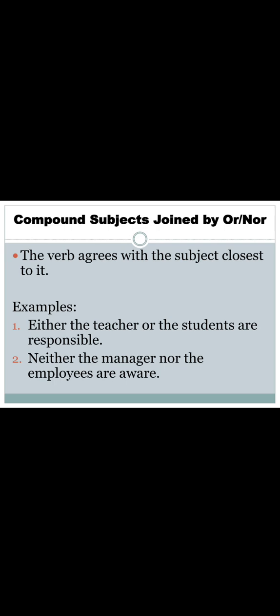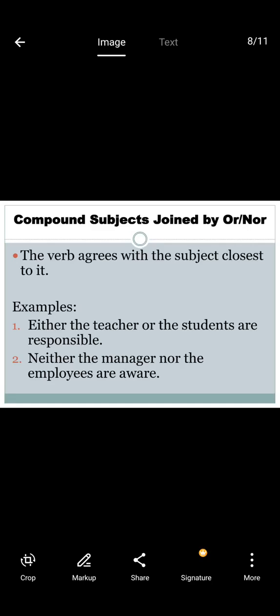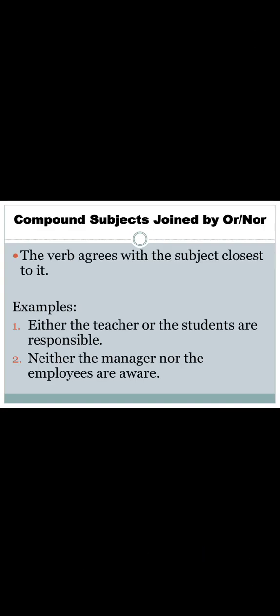See here, either the teacher or the students. Here the closest subject is plural, so the verb will be are, a plural form. According to our rule, the verb agrees with the subject closest to it, so the students is closest to it, so students are responsible. In a similar way, in the second sentence, neither the manager nor the employees are aware. Here also the employees is nearest to the verb, so are is used.